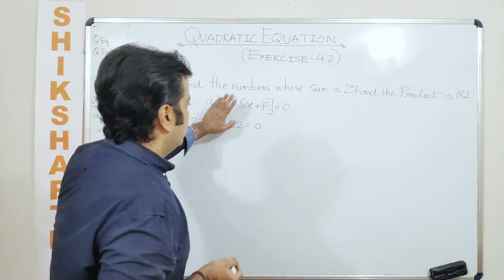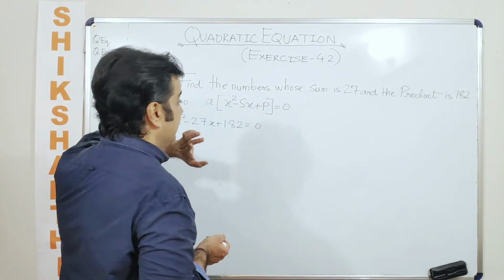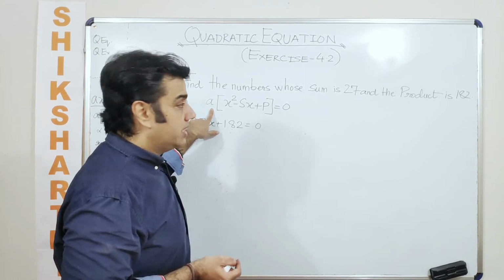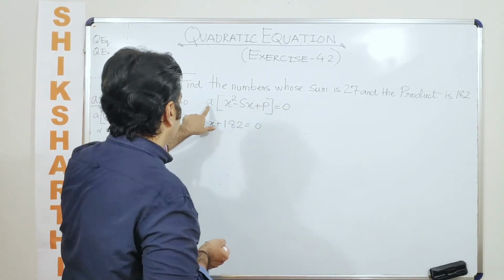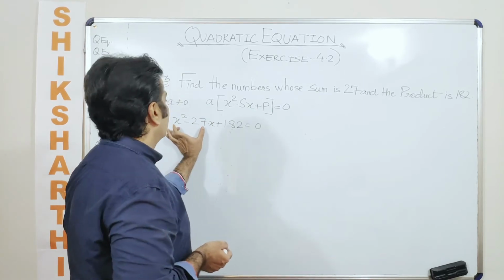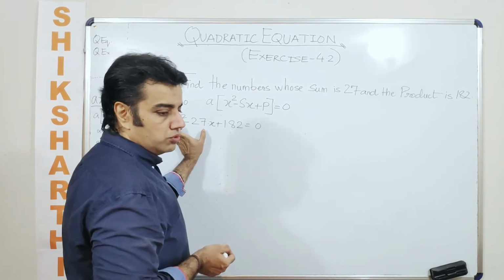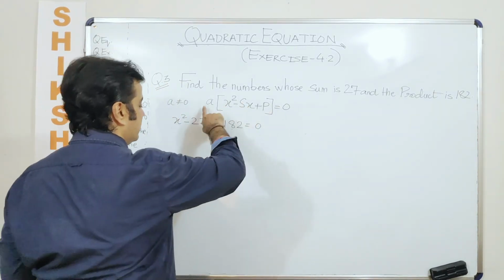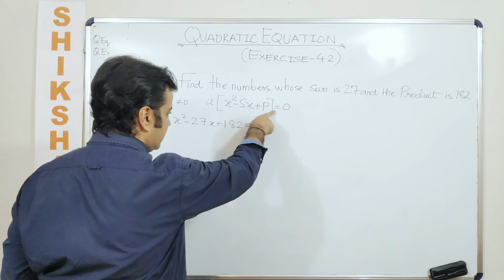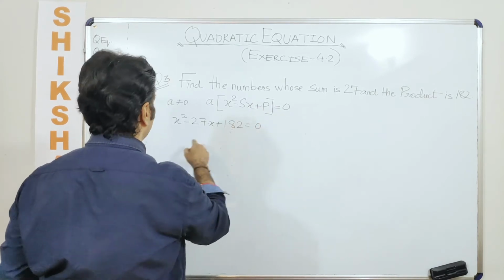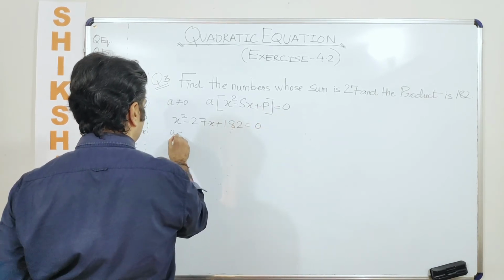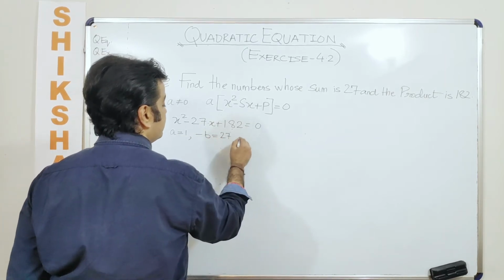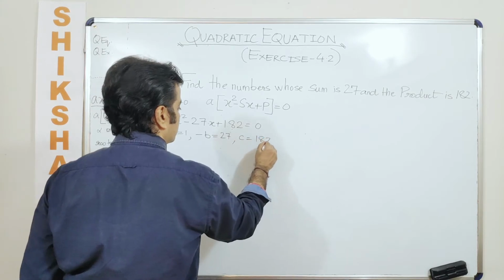Had I had to express this information as a quadratic expression, I couldn't remove the 0, because then I cannot equate it to anything. I would have written it as a times (x square minus 27x plus 182). Since it is a quadratic equation, I divided by a non-zero term and wrote it as 0. Now, can I solve this? Now you have the value of a as 1, minus b is 27, and c is 182.